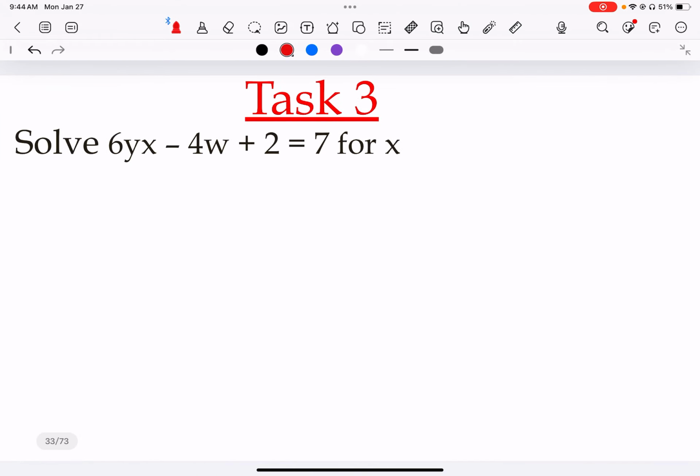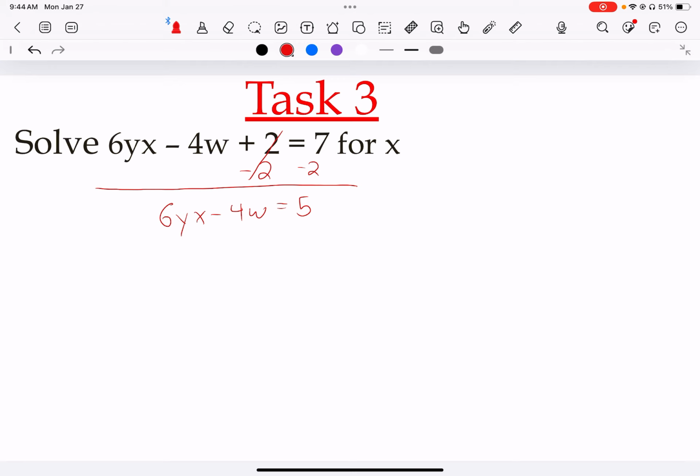Solve this equation for x. I have multiple terms on the same side as x, so I have to move them to the other side. I'm going to start by subtracting 2 from both sides. The 6yx minus 4w comes down. 2 minus 2 is 0, and that's equal to 7 minus 2 is 5.